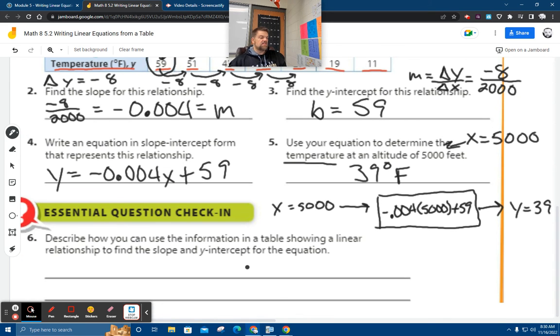And then the last one is the essential question check-in. Describe how you can use information in a table showing a linear relationship to find the slope and the y-intercept. This one is going to take a little bit of wording. I hear the band getting ready to warm up, so we've got to finish it quick.